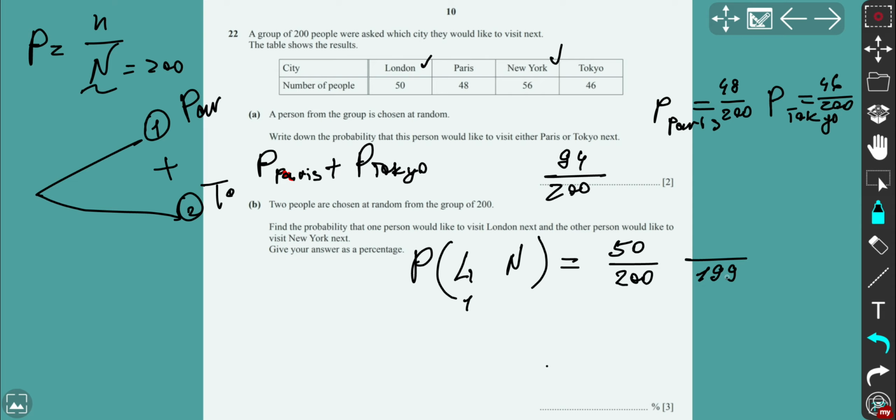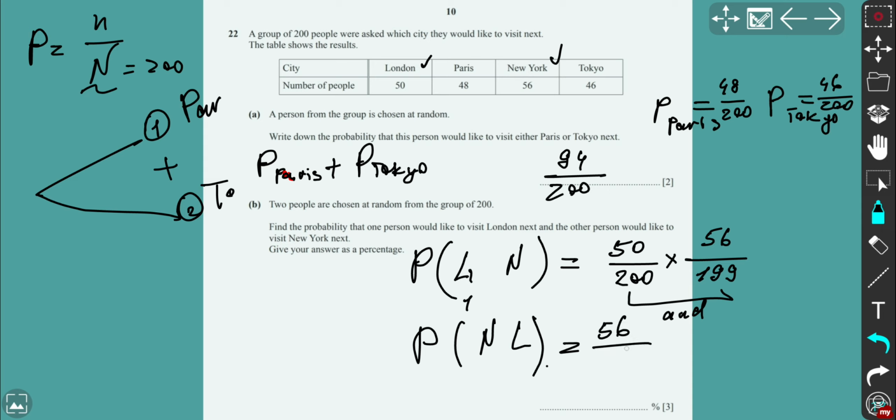And then who travels to New York? 56 people, okay? 56. So what are you going to do with them? Because you want both, you consider them as "and". So one probability, you multiply by another probability. But you also might have that the first person you chose has actually gone to New York and the second should go to London, right? So you'll have vice versa. So 56 over 200, times 50 over 199, because again, you grab one person, be careful.